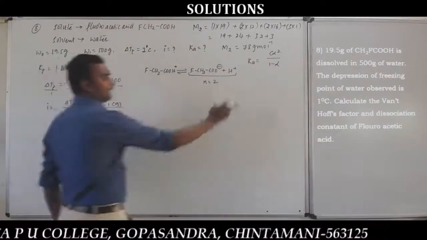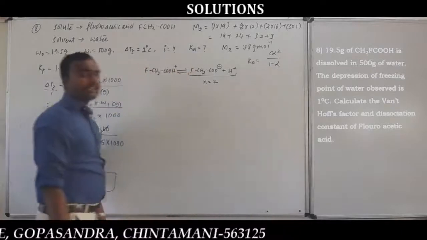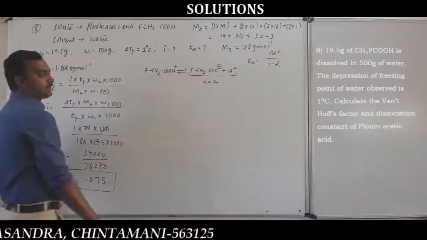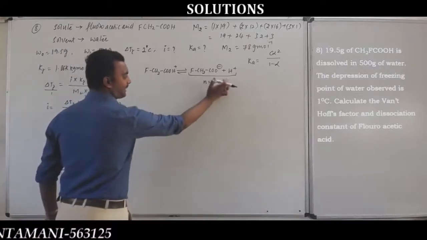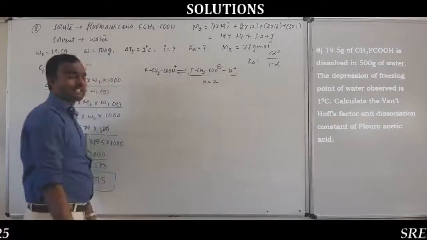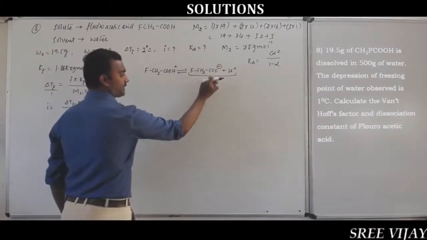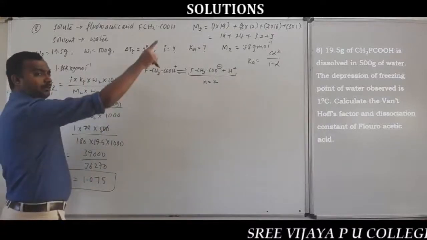To get the Ka value, the dissociation constant of the acid, first you have to calculate the degree of dissociation. Fluoroacetic acid on dissociation gives 2 particles. Since it is a carboxylic acid, it easily gives H plus, so there is 1 particle of anion and 1 particle of H plus.